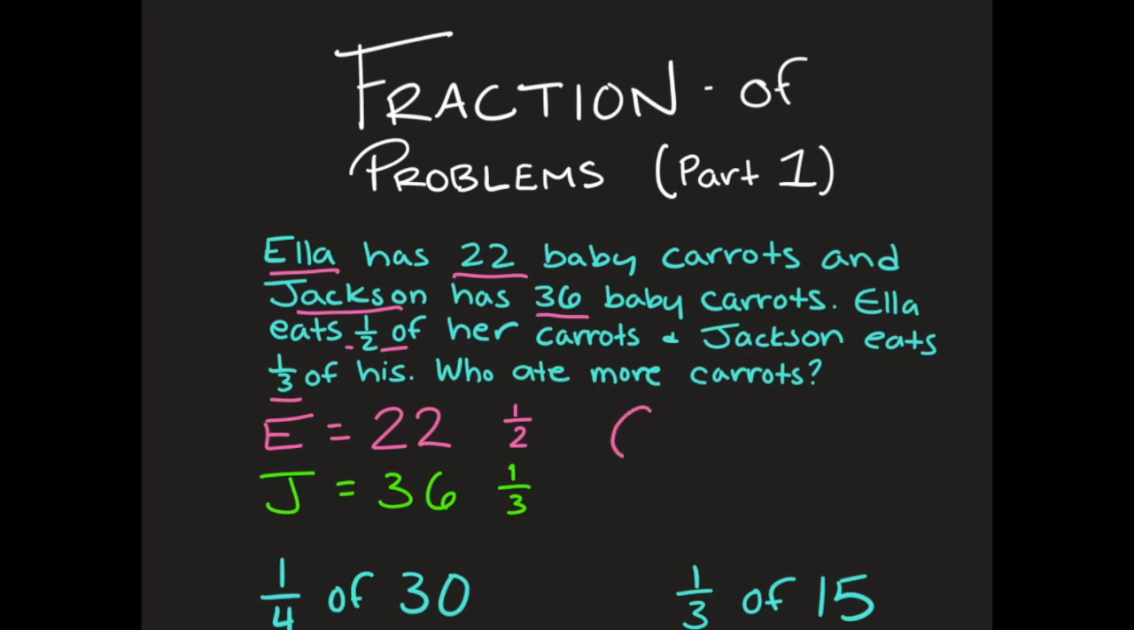So for Ella, she's going to eat 1/2. I'm going to draw these 2 circles here. And if we took the 22 carrots and we cut them in half, this is a quick division problem for us. We take 22 and we cut them into 2 groups because she's eating 1/2 of them. My answer is going to be 11. So we've got 11 in this circle and 11 in this circle. So what you see, there's 22 carrots and she's going to eat 1 of the 2 of them, or 1/2.